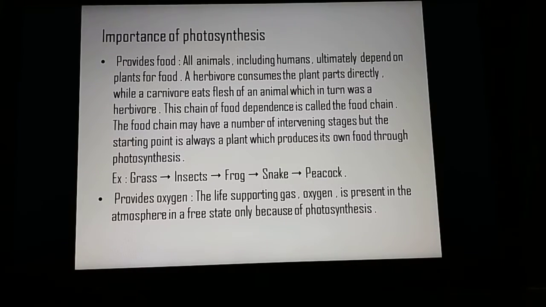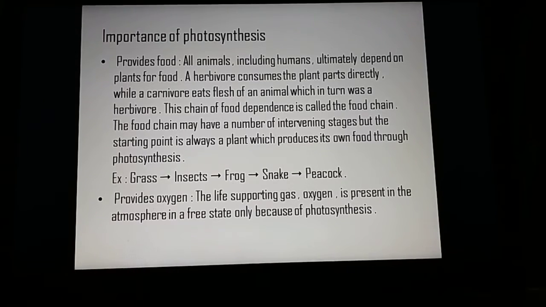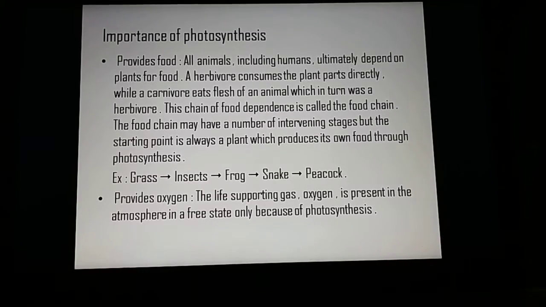A herbivore, a plant eater, consumes the plant parts directly, while a carnivore, a flesh eater, eats the flesh of an animal which in turn was a herbivore. This chain of food dependence is called the food chain. The food chain may have a number of intervening stages, but the starting point is always a plant, which is a producer, which produces its own food through photosynthesis.